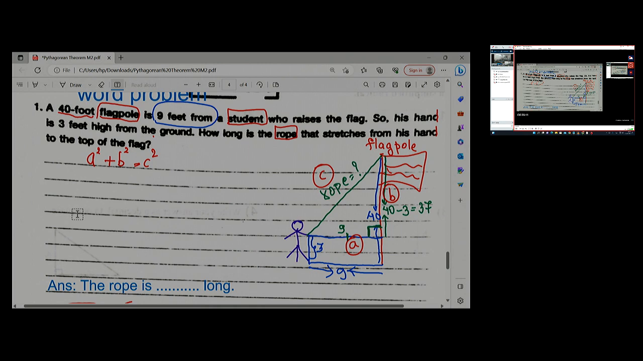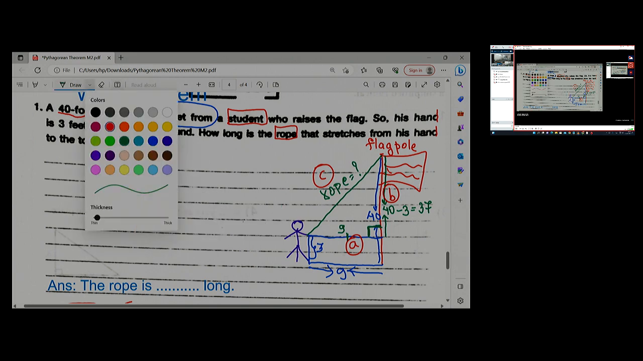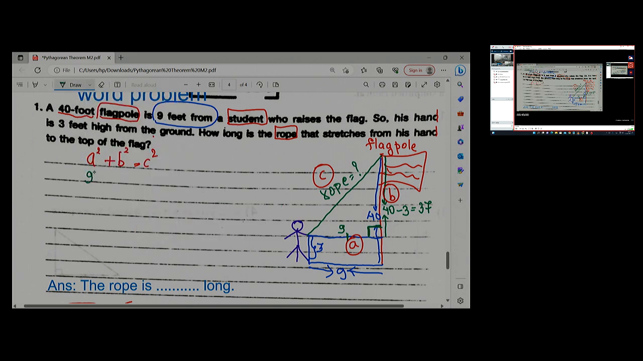Anyone found the answer? Not yet? Okay, let us see now. What is A square? How much is A square? 9. Okay, we got 9 square. B square. B square is 37 square. C square we have to find out.